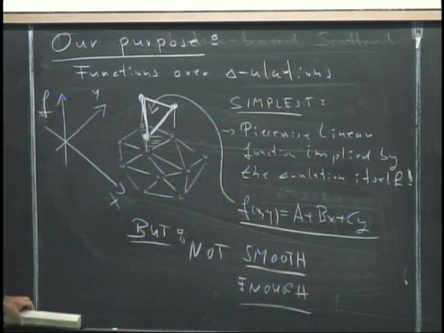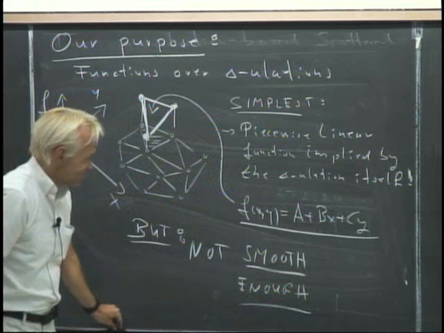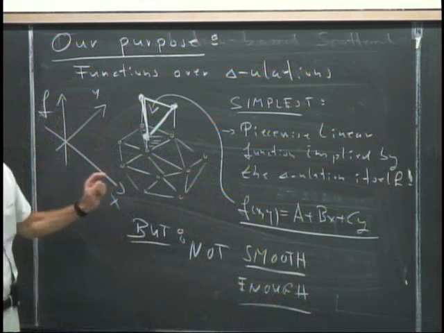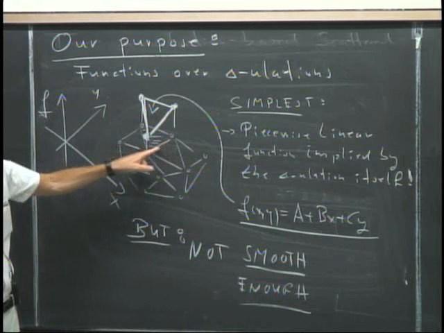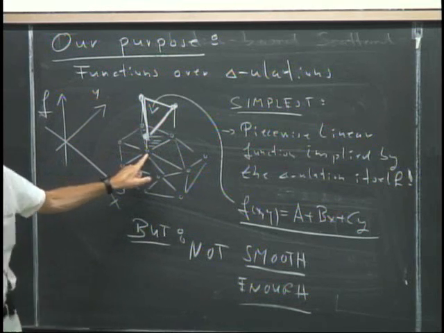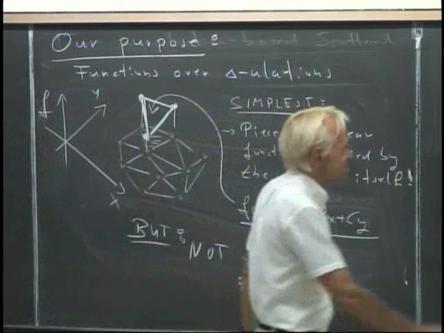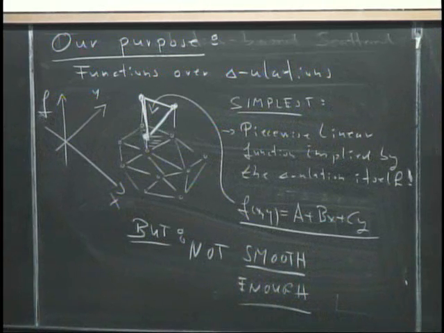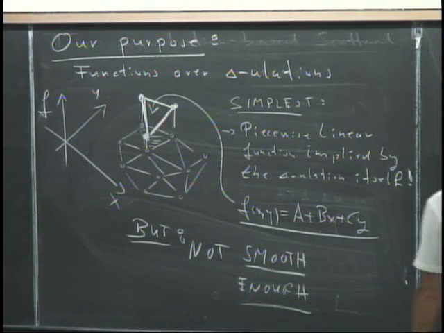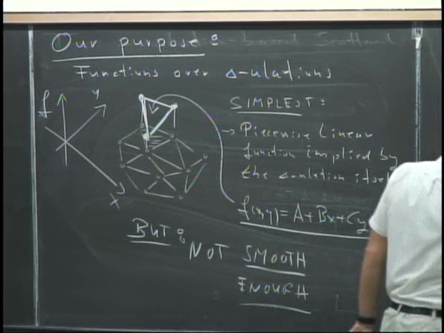All right, we want something that is smoother, so I have to talk about smoothness. And we have to understand smoothness only along the edges and around the shared vertex. That's all you need to understand, what it means for one of these representations to be smooth along the edge and around the vertex.